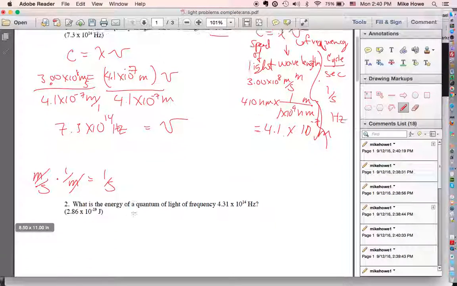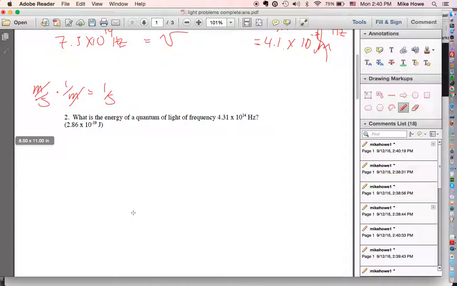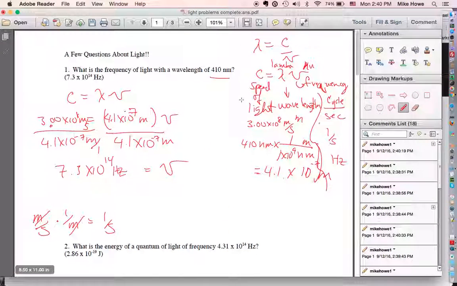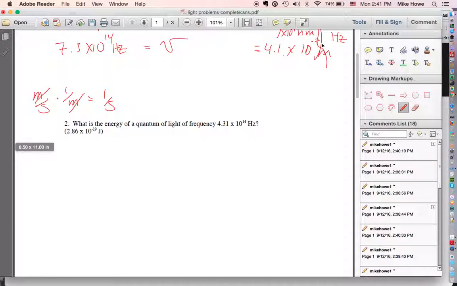All right. Second question, what's energy? Remember, there are two equations we learned today. This was the first equation. The second equation was energy is equal to h nu, where E stands for energy measured in joules, h is Planck's constant, and nu is frequency.